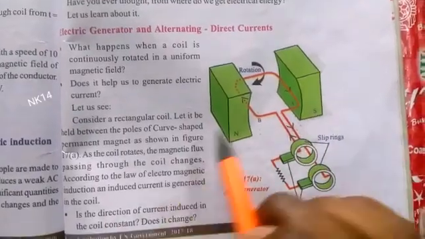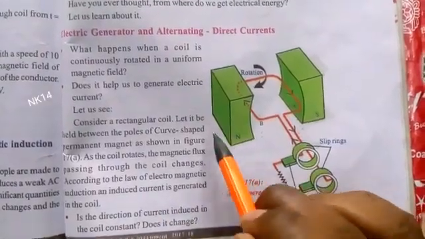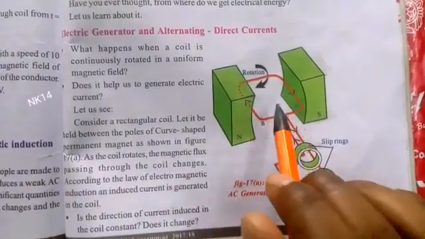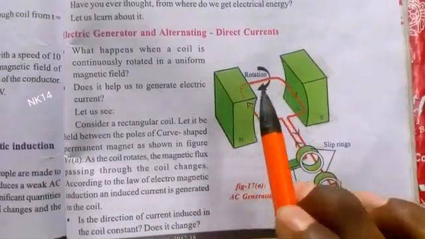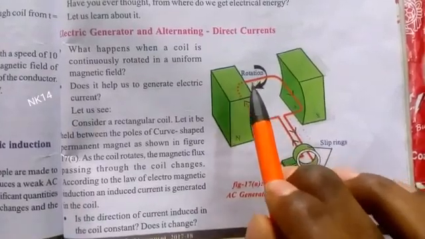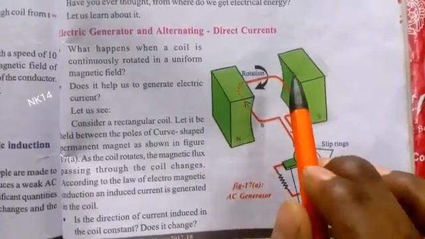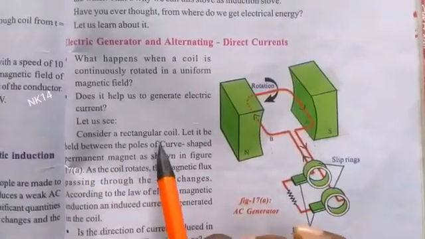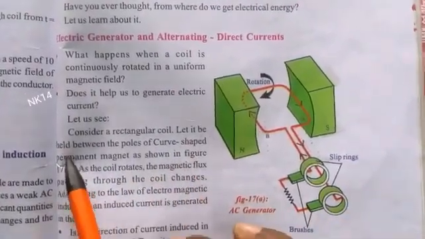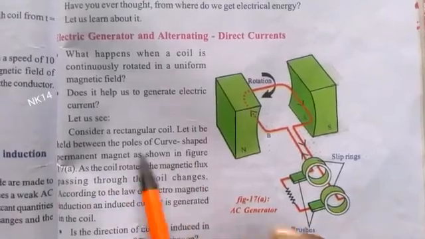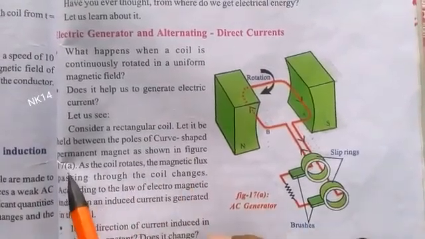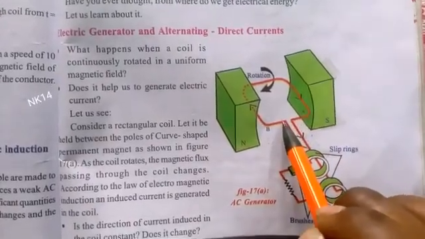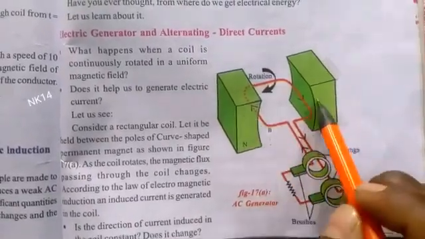Next, let's go to the step by step process. As usual, I will explain step by step, and finally I will explain one more time. No need to worry. For your better understanding, try to see the video up to the last. Don't skip anything. So first point, consider a rectangular coil. Let it be held between the poles of a curve shaped permanent magnet as shown in the figure. It is saying where the coil should be placed: in between the two curve shaped magnets.